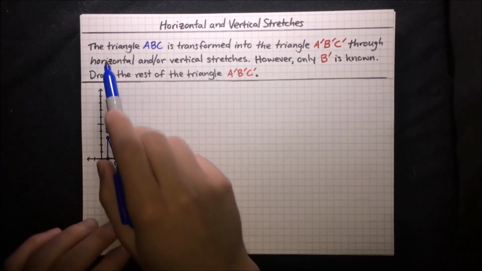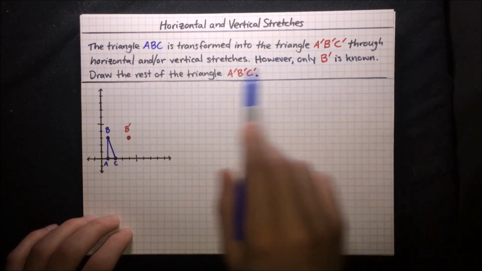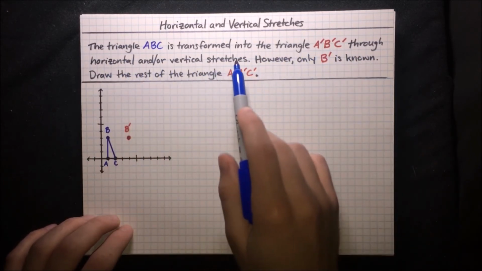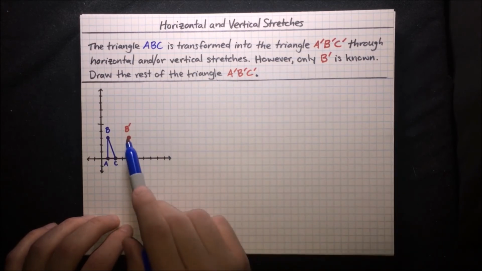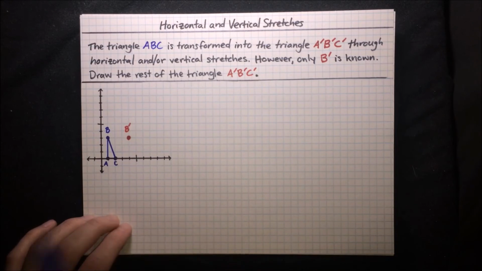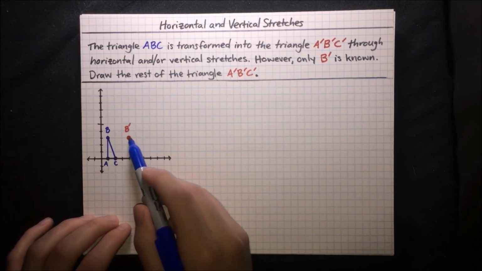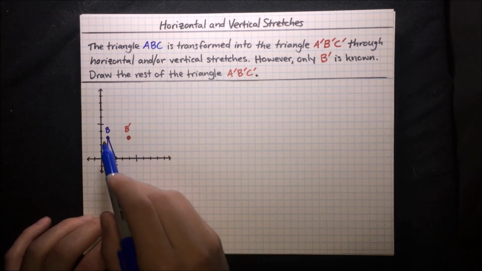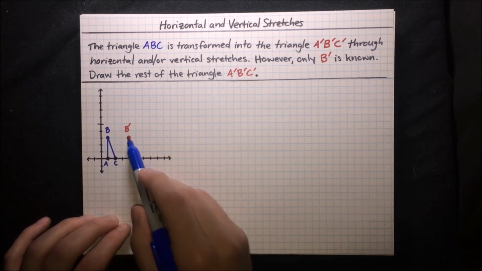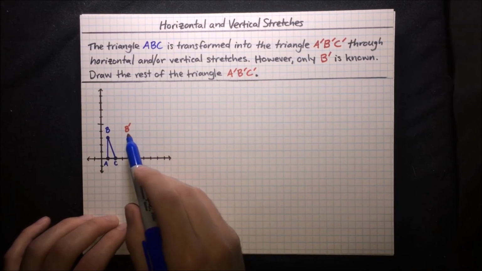Final question. The triangle ABC is transformed into the triangle A prime B prime C prime through horizontal and/or vertical stretches. However, only B prime is known. Draw the rest of the triangle A prime B prime C prime. Okay, so here's the idea. We know the points in the original triangle, and we know one of the points in the new triangle. So based on that, we can figure out what the transformation is that takes this old triangle to this new triangle. In particular, we can just look at the point B to B prime. It's kind of like the previous problem.